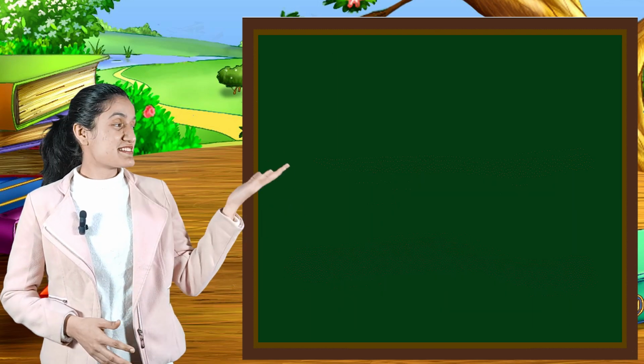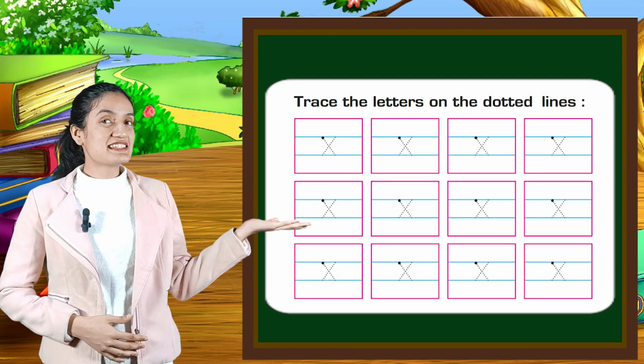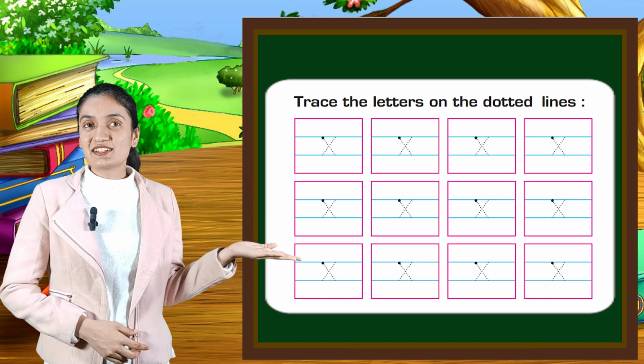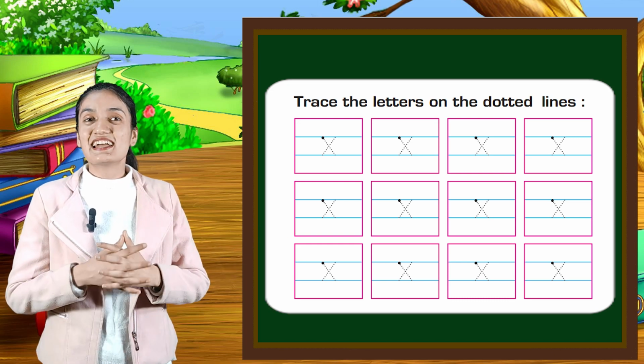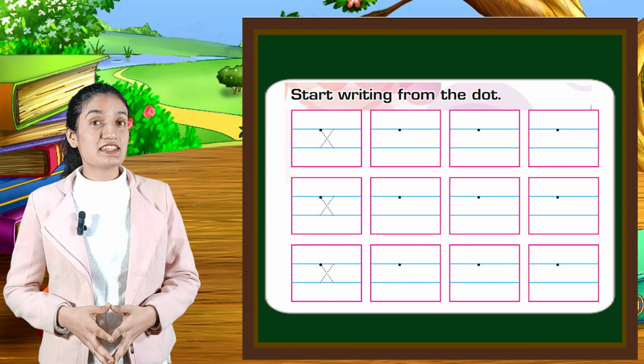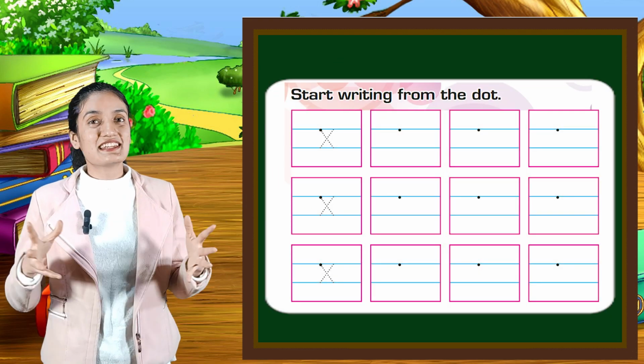Next letter is small x. X for xylophone. Trace the letters on the dotted lines. Here are the dots. Join the dots and trace the letters X. Mention the date in your notebook. Start writing from the dot. Here is the dot and start writing X.